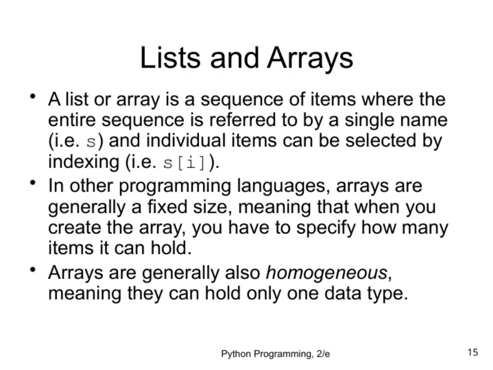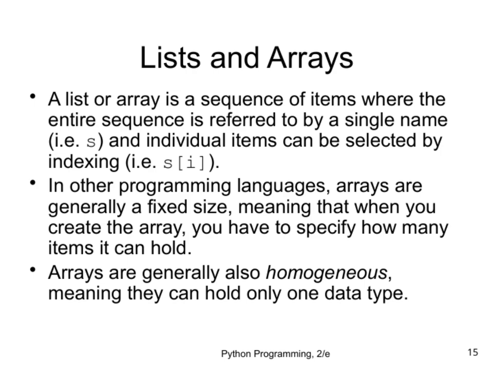A list or array is essentially a sequence of items, and we usually refer to the entire sequence with a single name, like S. Think of it as a container holding multiple elements. You can access individual items within that sequence by using indexing, which means specifying the position of the item, like Si. In many programming languages, arrays tend to be fixed in size. So, when you create an array, you need to define how many items it can hold right from the start. This is different from lists in Python, which are more flexible.